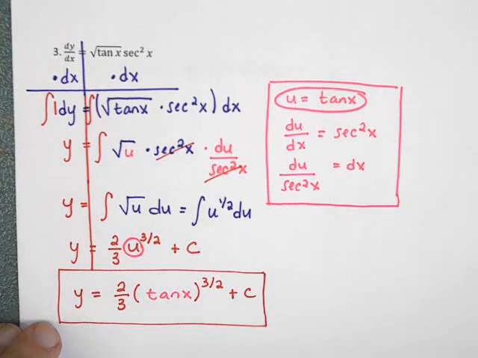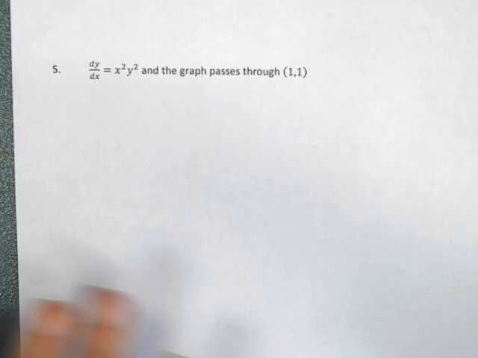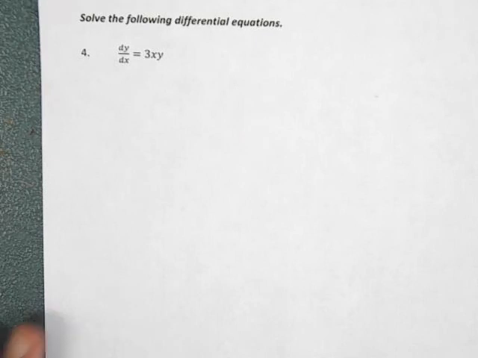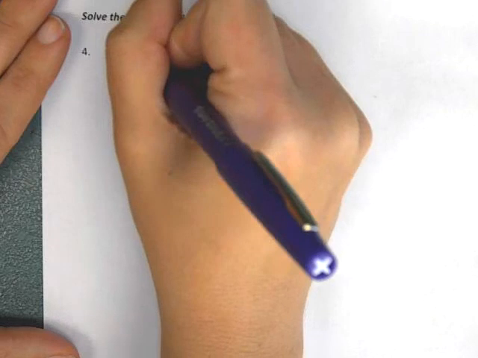Now let's go ahead and look at some problems where the problems have a combination of x's and y's on the right-hand side of the equation. So in problem number 4, you'll notice that the right-hand side of the equation has a combination of x and y. This time, one of the more complicated steps is to separate your variables. In the previous problems, it was fairly easy to do this. We just needed to multiply by dx. Here, it's going to take a little bit more work.